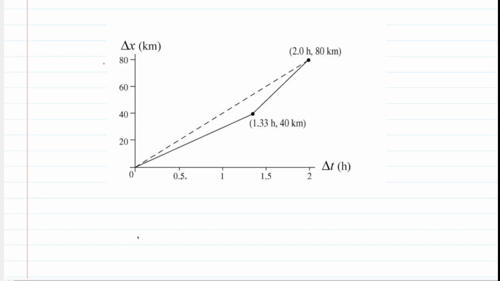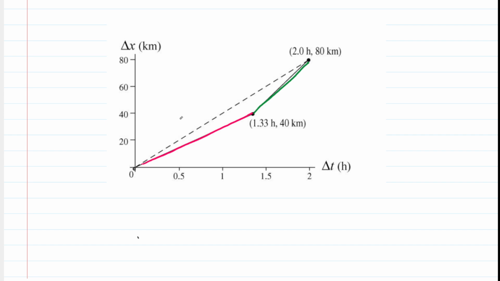So we have made a horizontal scale of time and a vertical axis of the change in position. The car presumably starts at a position of 0, and then it travels a time of 1.33 hours. So that would be the red part of its journey. We computed 1.33 hours for a distance/displacement of 40 kilometers. And then for the second leg, it traveled 0.667 hours, bringing it up to a total time of 2 hours and a total distance/displacement of 80 kilometers.